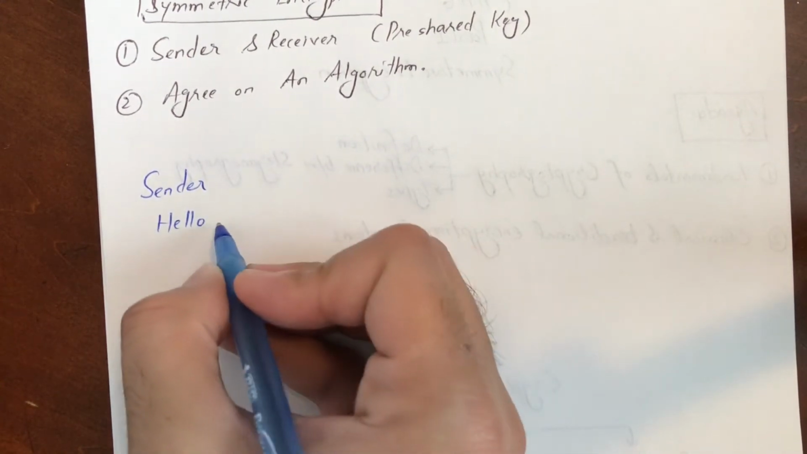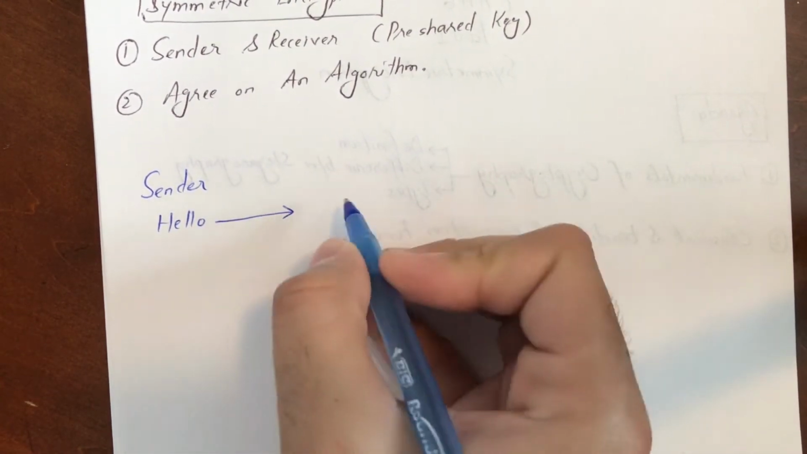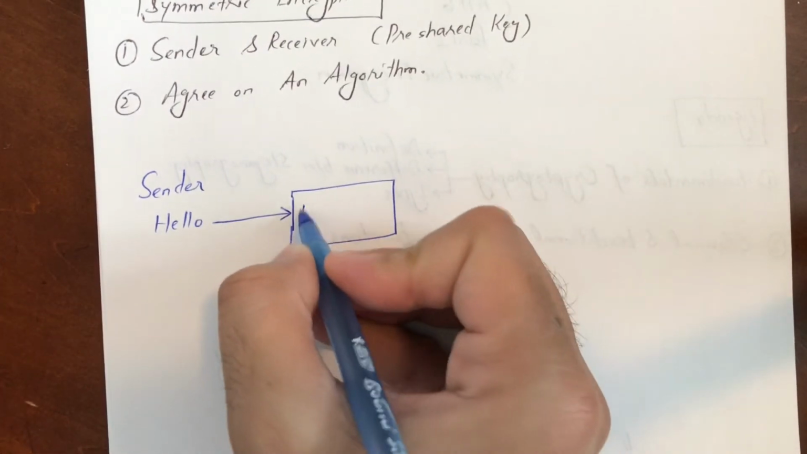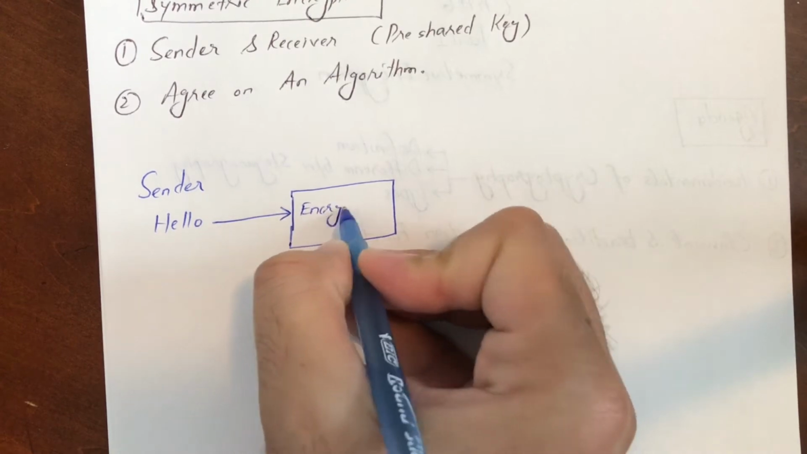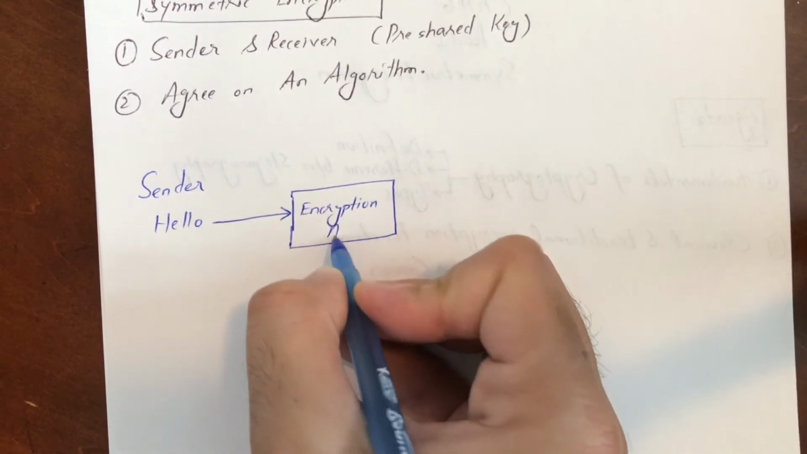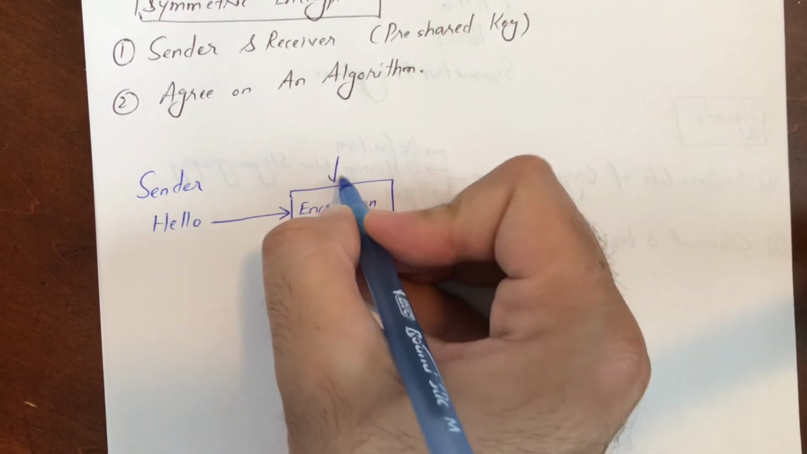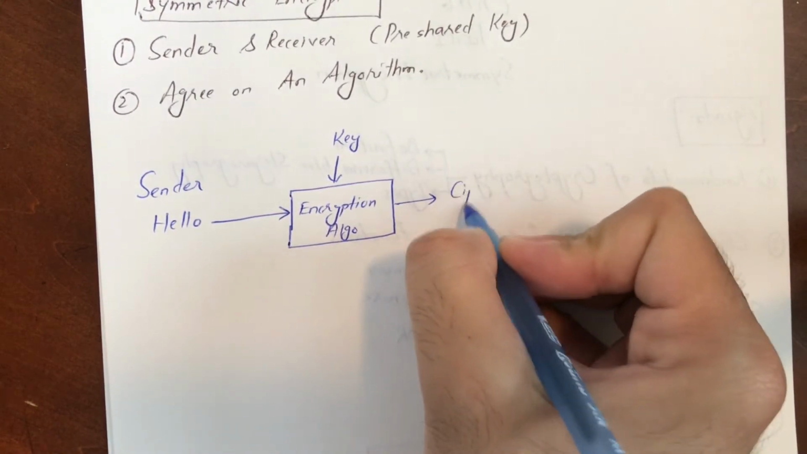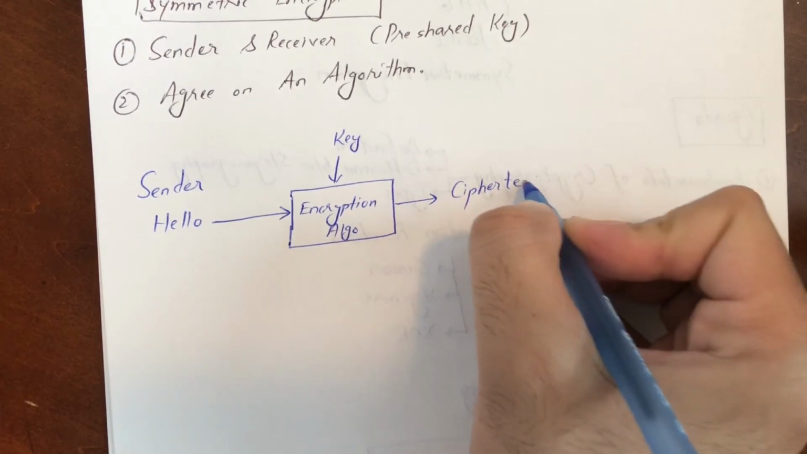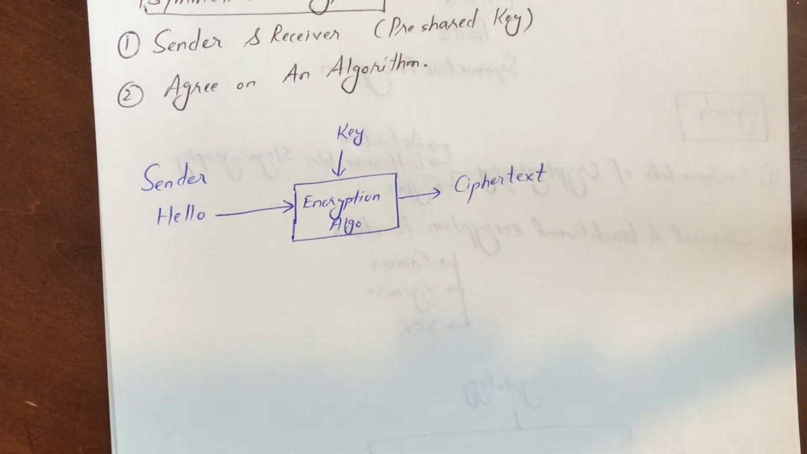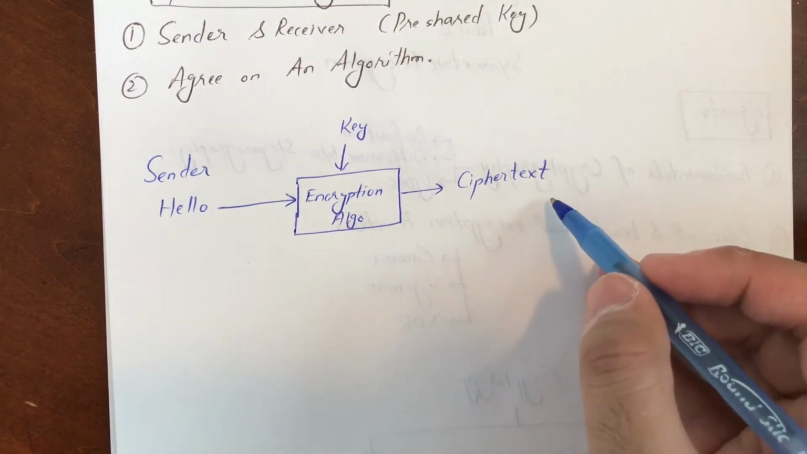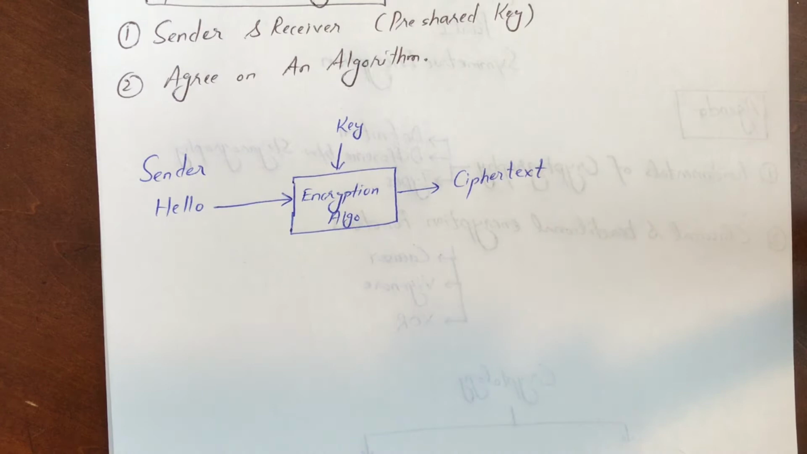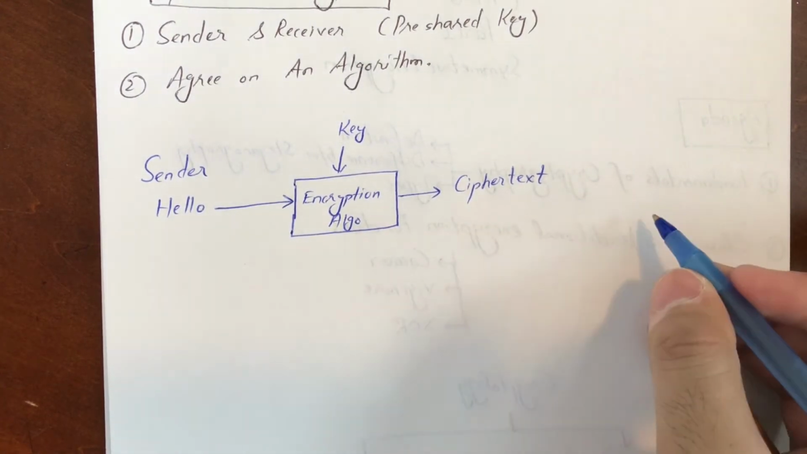What will the sender do? As I mentioned earlier, the sender will pass this plain text or original message to an encryption algorithm. The sender will use an encryption algorithm and a pre-shared key to lock the data. Now hello will become ciphertext, something like a hidden message, unreadable. Now we can transmit this message over an insecure channel, wireless channel, anywhere. So anybody can sniff that.